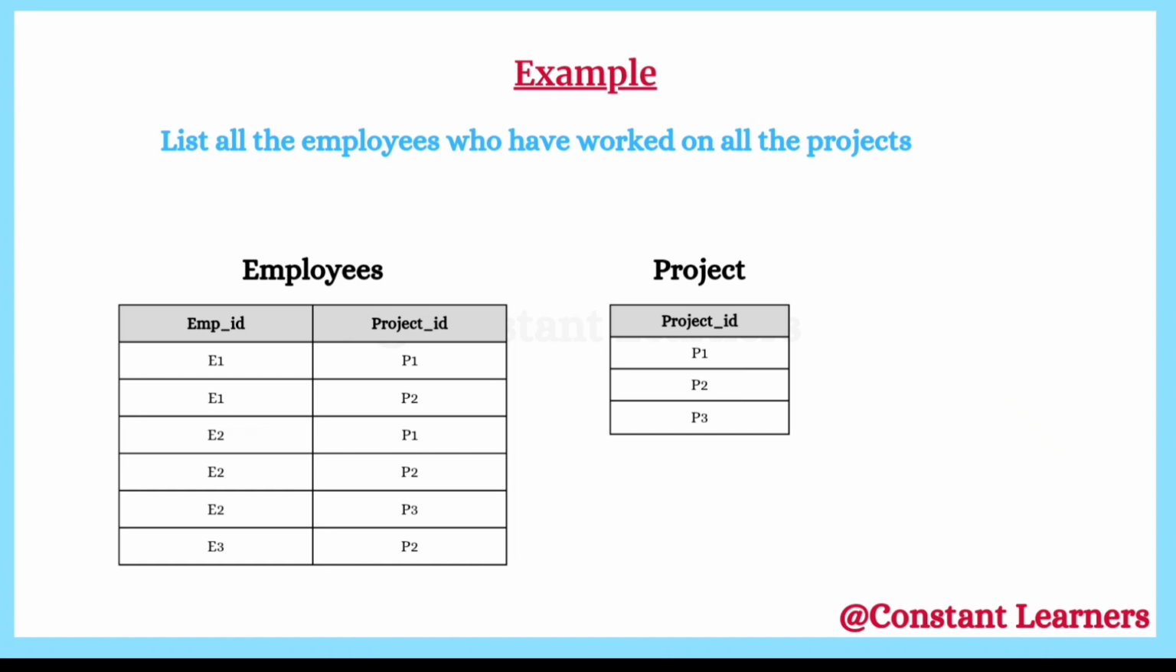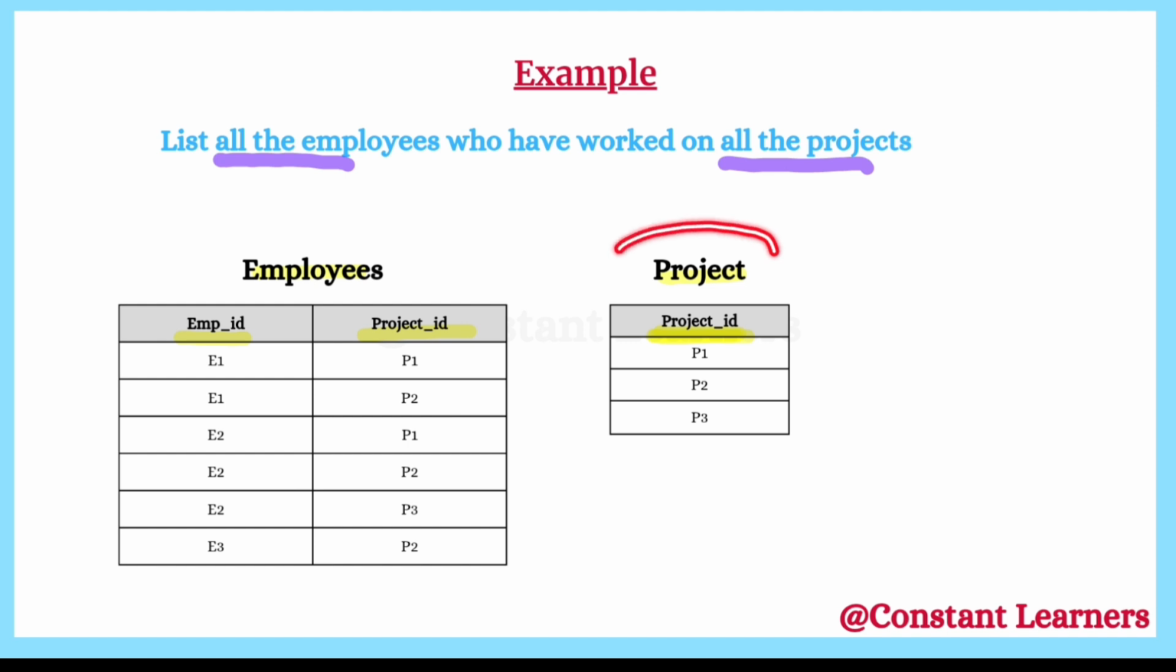So let's take an example to visualize this. Let's say we have to find all the employees who have worked on all the projects. Since we are hearing the word all here, we are going to use the division operation. But before that, what are the tables here? We have the employees table and the project table. In the employees table, we have 2 attributes, employee ID and project ID. And in the project table, we only have one attribute, project ID.